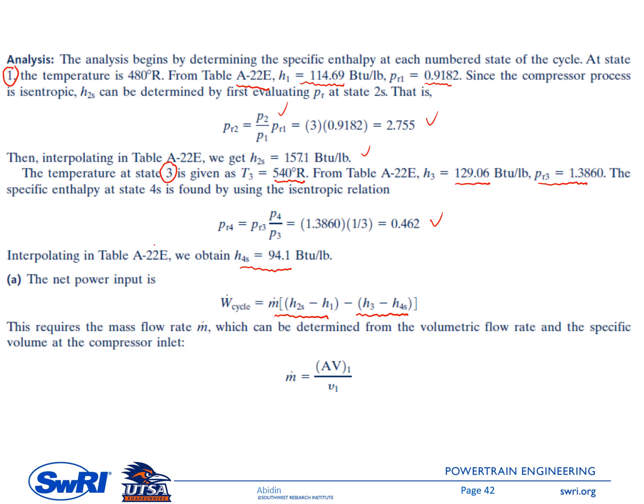We need to get the m dot. What is given in the problem statement is A times V, capital V, the volumetric rate. To get the m dot, we need to divide this A times V by the specific volume. In this case, we can use step number 1 to get the specific volume. The specific volume at point number 1 can be estimated by using the ideal gas equation of state.